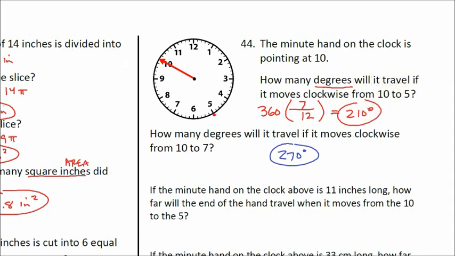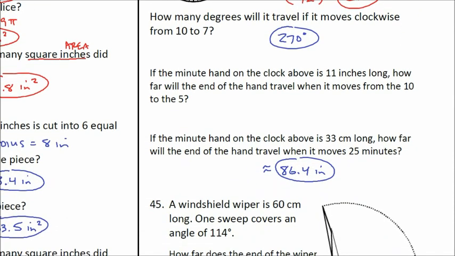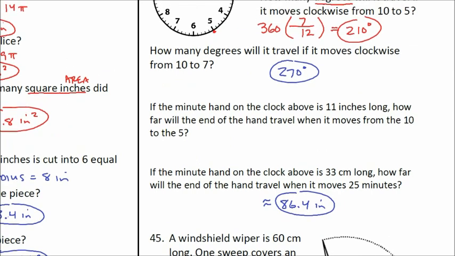Pause the video for a moment. You can go ahead and try to solve the next problem and see if you can figure out how many degrees it moves when it travels from the 10 to the 7. You should get 270 degrees. Next question. If the minute hand on the clock is 11 inches long, so if the minute hand is 11 inches long, I already know that's my radius.